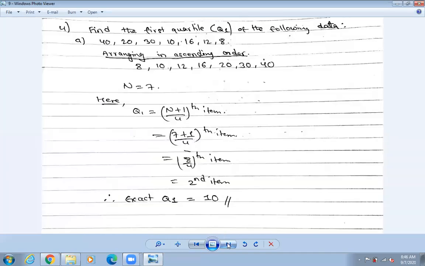Okay, so in the similar way, number 4, first quarter and third quarter. We need to go in a similar way now. Just change the formula. The formula changes only a little.